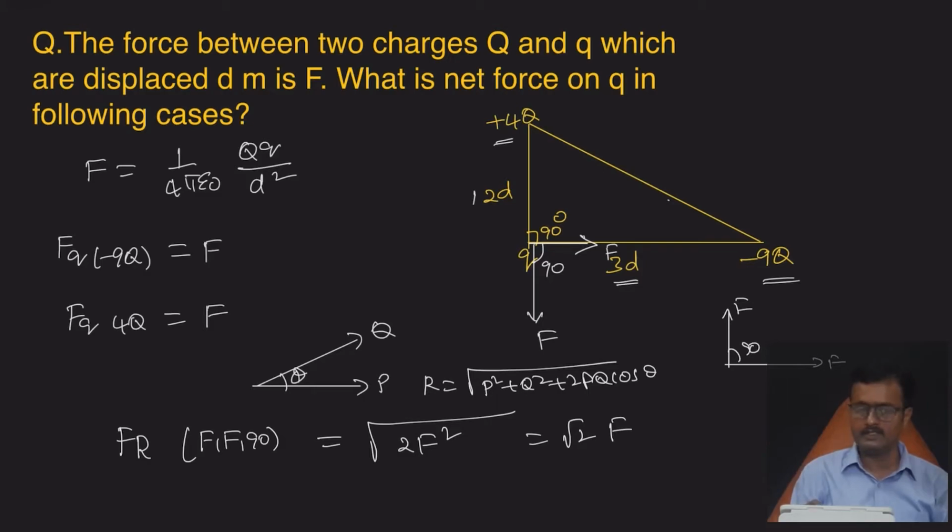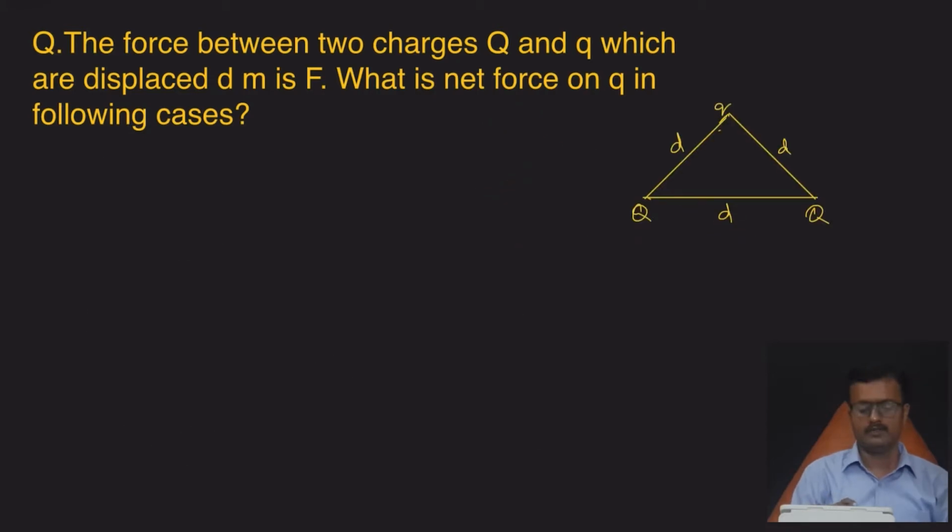So what is the direction? Look here, the direction is exactly the diagonal of the parallelogram. Both forces are equal, so the resultant makes 45 degrees with the F. So next question: the force between two charges Q and Q which are displaced by d meters is F. What is the net force on the Q in the following case?